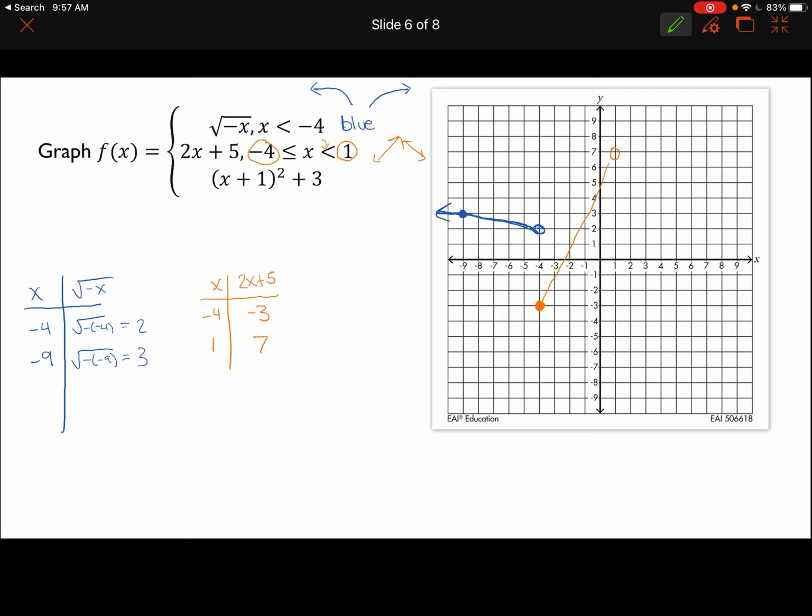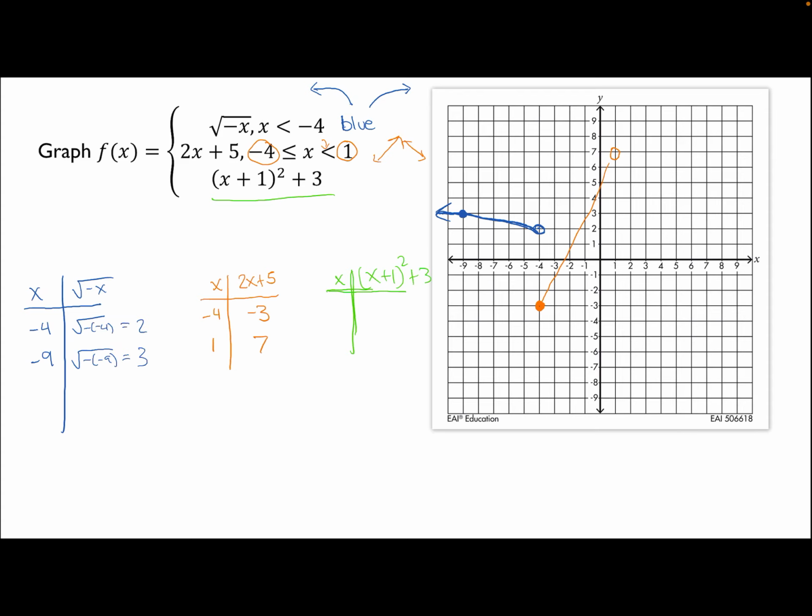And so for the bottom thing, we have another parabola where that is x, and we have x plus 1 squared plus 3. So remember, that's really a parabola shifted left 1 and up 3. But we start, I'm sorry, I didn't even put a constraint here. This should be x is greater than or equal to 1. So all of our x values need to be greater than or equal to 1.